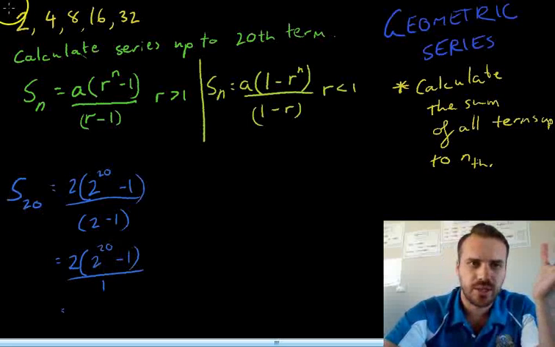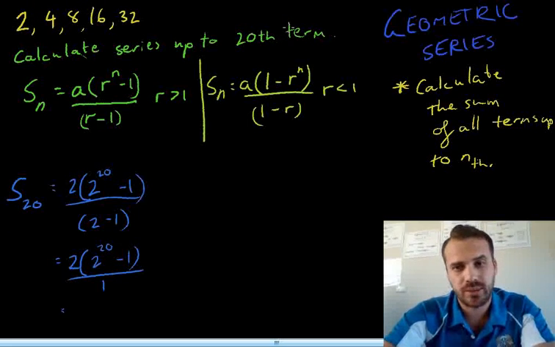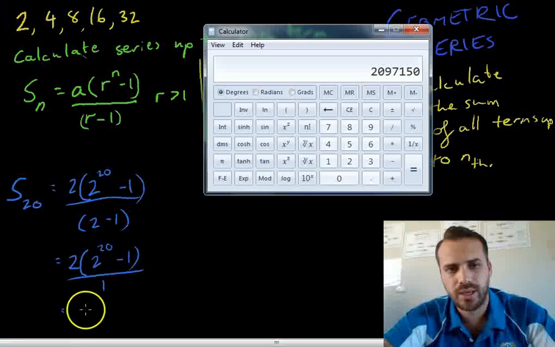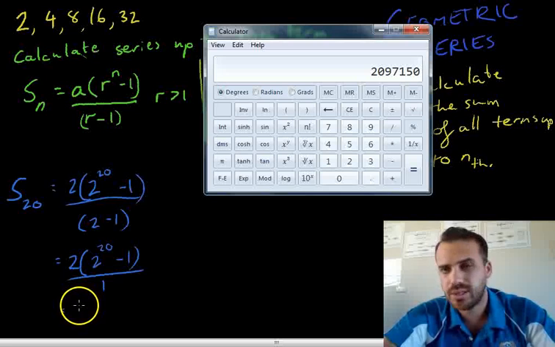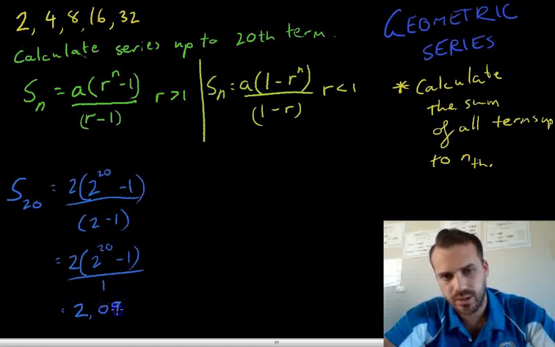Now you're going to end up with a big number here. That's what you'd expect. Remember that we're taking the first 20 terms, we're doubling each one, and then we're adding them all together. So it's going to be a big number. Let's grab a calculator and see what we end up with. And we end up with 2,097,150.